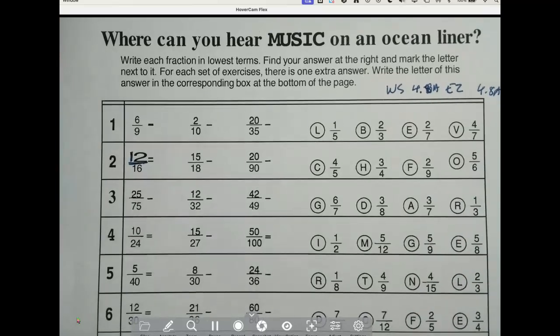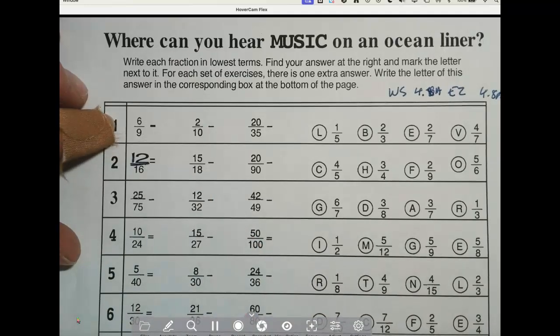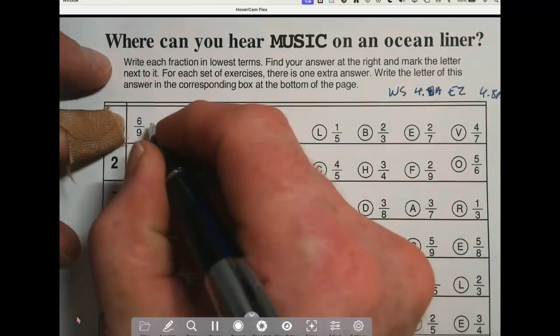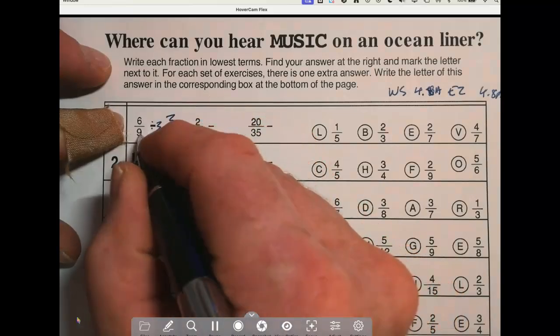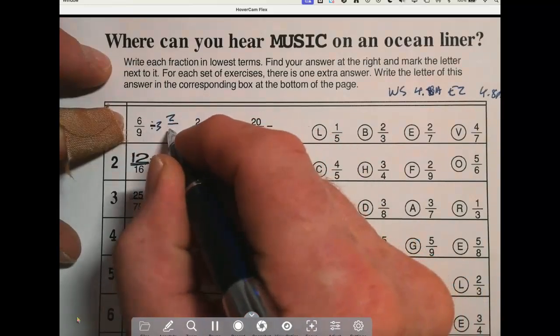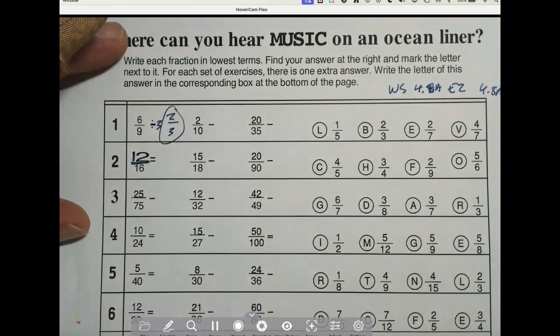Okay, on this one you're going to be simplifying fractions. So you have to think about what number can you divide both the top and the bottom of 6/9 by. And in this case, you divide them both by 3. So 6 divided by 3, you're going to get 2, and 9 divided by 3, you're going to get 3. So we've simplified that fraction down into 2/3.